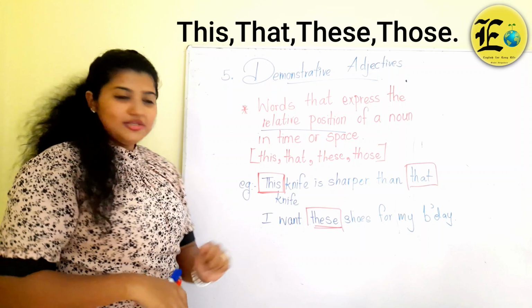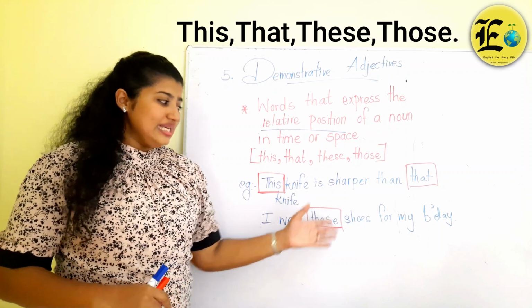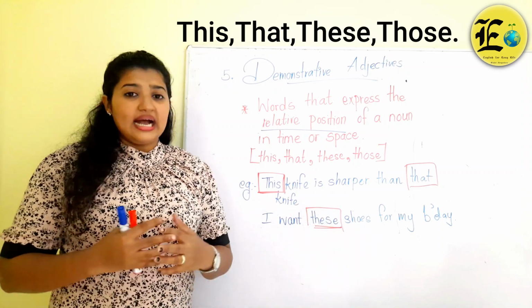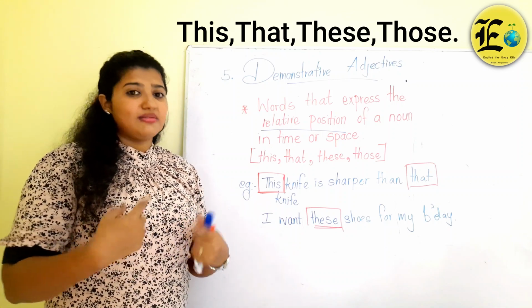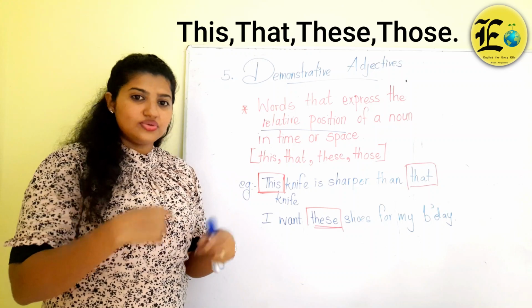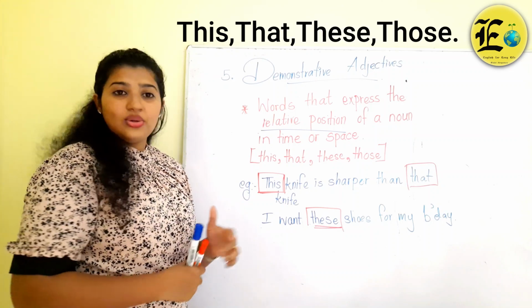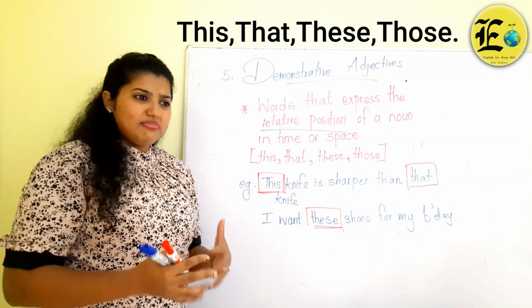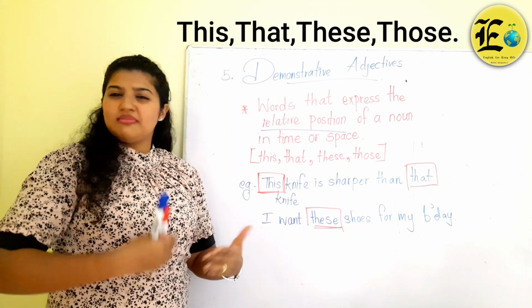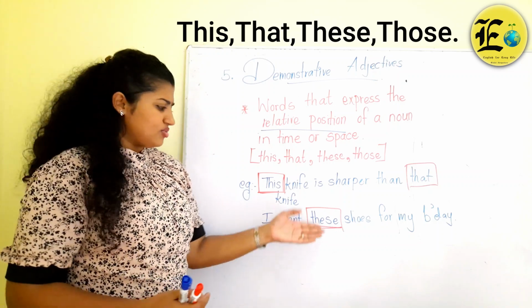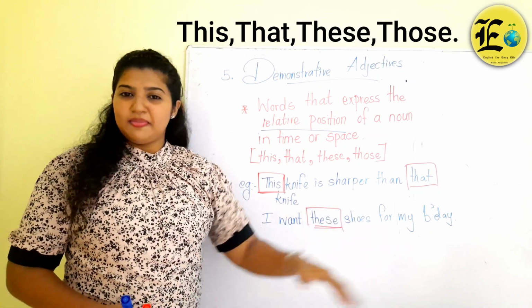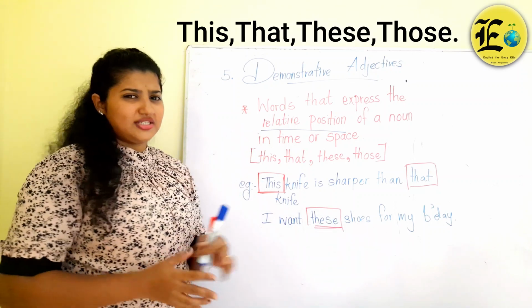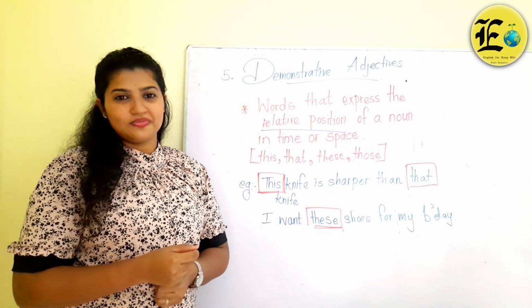So the next example shows, I want these shoes for my birthday. I need these shoes for my birthday. So this is something nearby, and it is in the plural form because you have two shoes in a pair. So therefore you call it these shoes. It might be one pair of shoes, or it might be two or three pairs of shoes. That's why you say, I want these shoes for my birthday. So I hope that demonstrative adjective is so simple and clear for you.